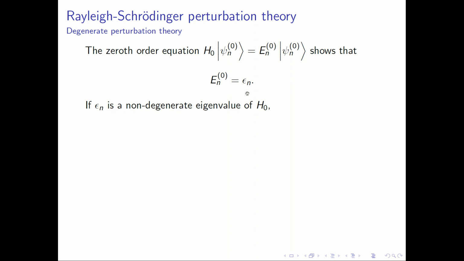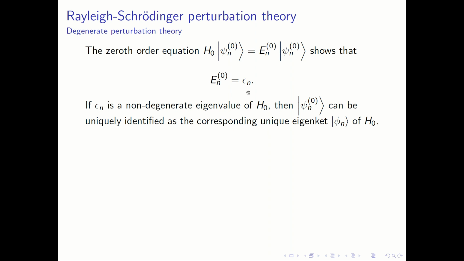Now, if epsilon n happens to be a non-degenerate eigenvalue of H0, then this identification immediately tells you what psi n0 is. Then psi n0 has to be nothing but the eigenket phi n. There is only one eigenket phi n corresponding to epsilon n for the operator H0, and then psi n0 has to be that. Of course, when I say has to be that, you have to remember that you can have an overall multiplying factor, or if you are insisting on both psi n0 and phi n being normalized, then you can still have an overall multiplying factor which is a pure phase. But we ignore such distinctions.